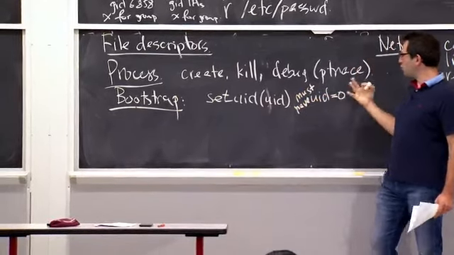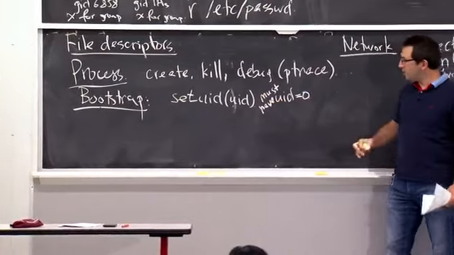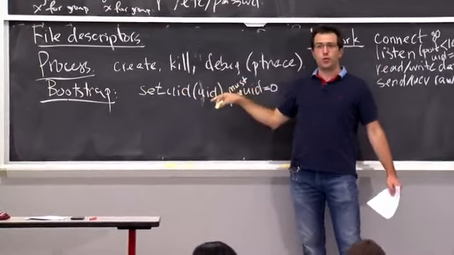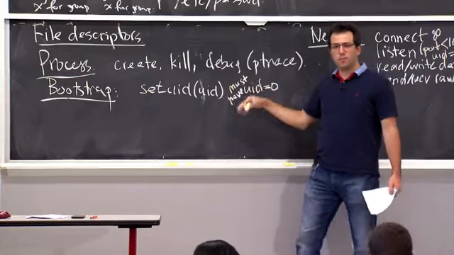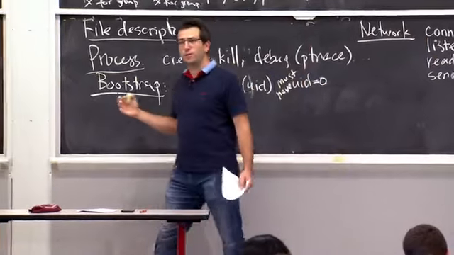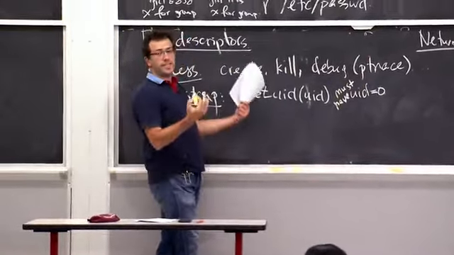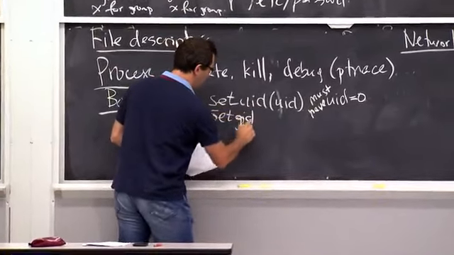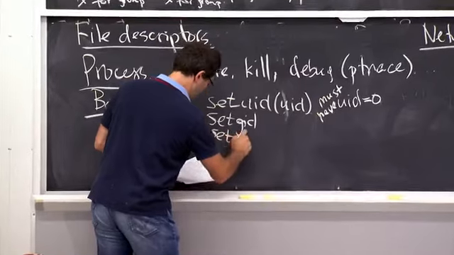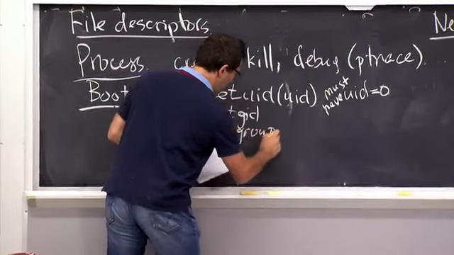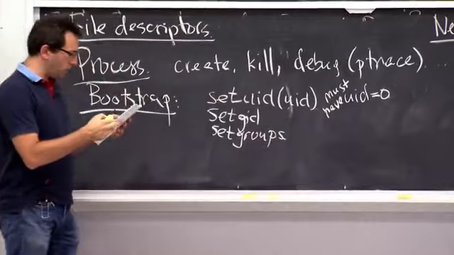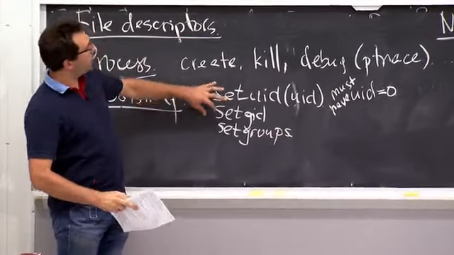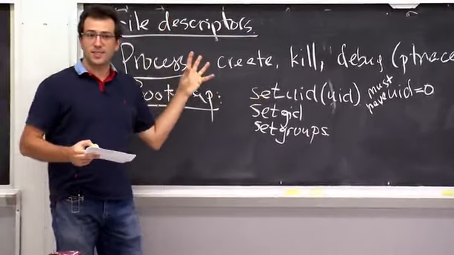So if you are this root user with UID 0, then you can call setUID and switch your user ID to anything else. And there's a couple of other similar system calls for initializing the GIDs associated with the process. It's setGID and setGroups. So these system calls together let you configure the privileges that a process has.